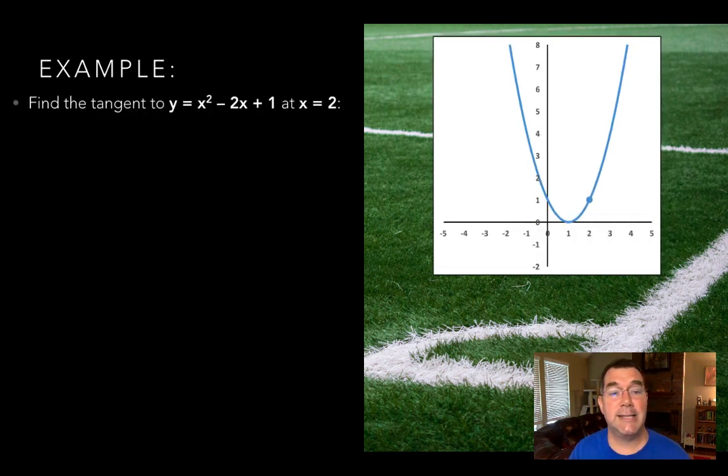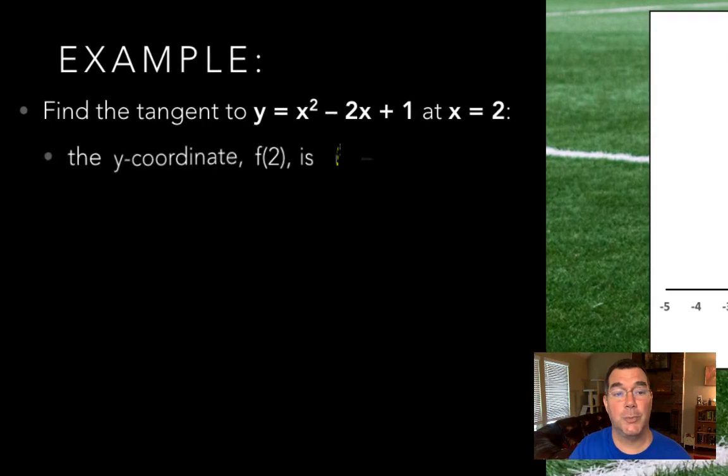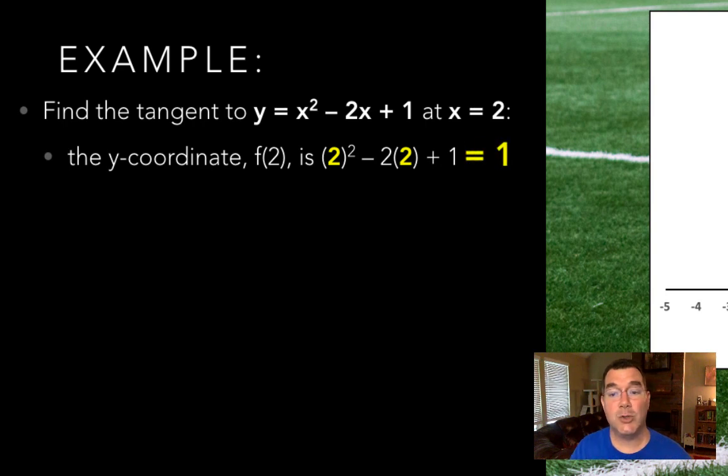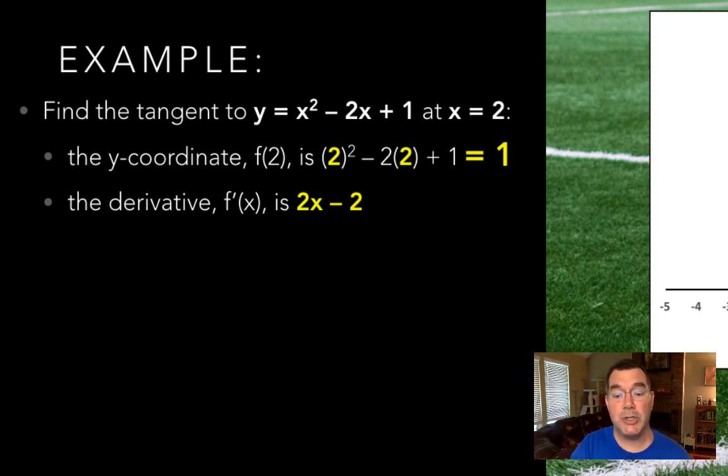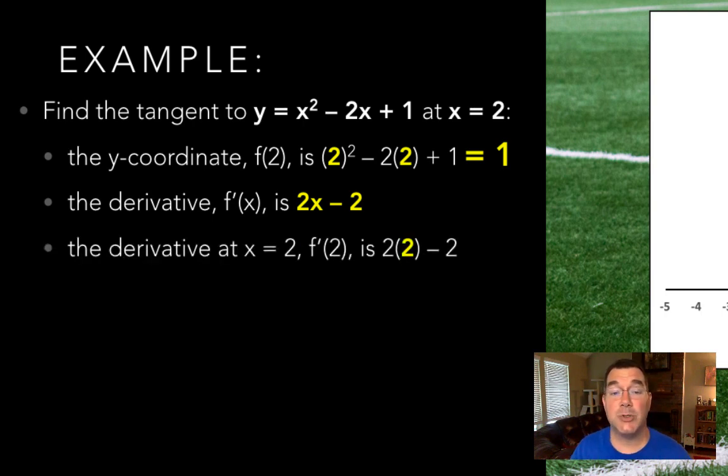I need to find the actual equation of the tangent line to y equals x squared minus 2x plus 1 at x equals 2. So the y-coordinate: I just plug x into the function I was given, and I get that the y-coordinate is 1 at that point. The derivative of the function I was given is simply 2x minus 2, but at x equals 2, the derivative is worth 2. So that means that the slope of the tangent line is 2.